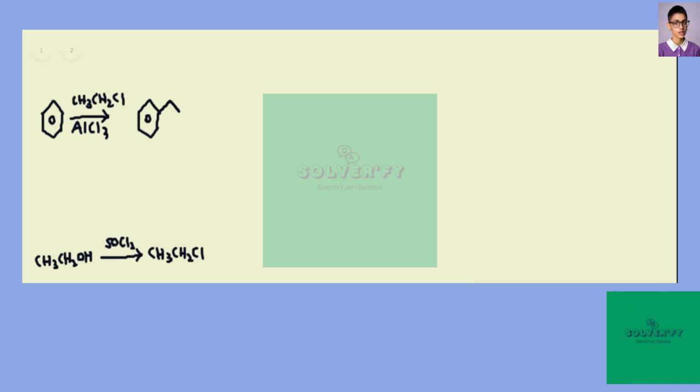Now, free radical bromination is going to brominate the benzylic position here. It's going to be the most susceptible position. Okay. And now we can use potassium tert butoxide.